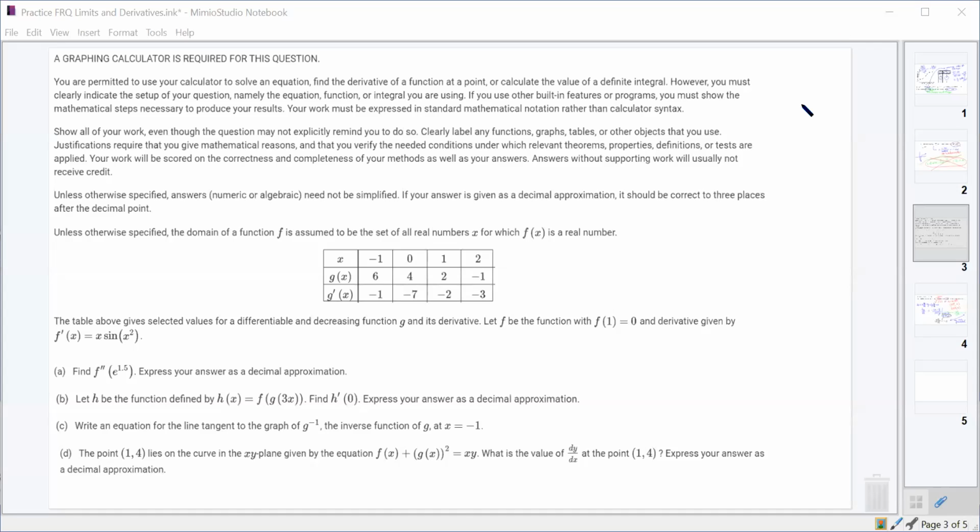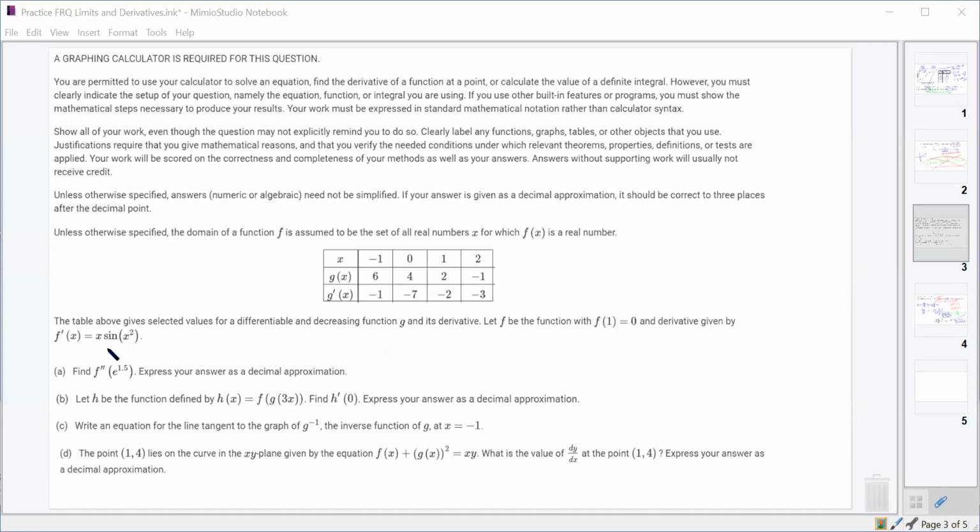Hopefully everybody was successfully able to do part A. Part A is asking you for the second derivative of f evaluated at e to the 1.5 power. This is a calculator question, and it asks us to express our answer as a decimal, so we know that we're going to need to use our calculator to evaluate this.